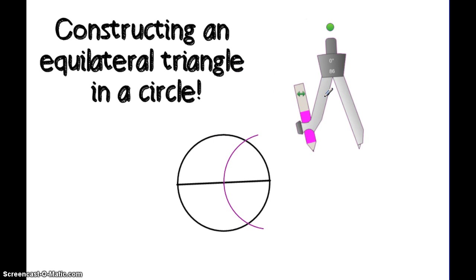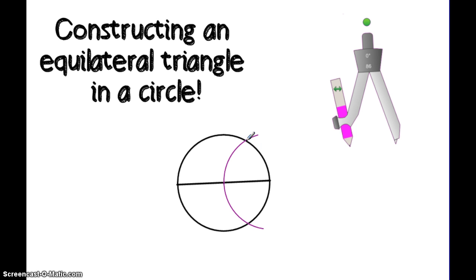Then you're going to connect this point here and the point where the circle meets your diameter, the one that we did not use to draw the purple arc. When I connect those 3 points, there, to there, to there, I have an equilateral triangle.